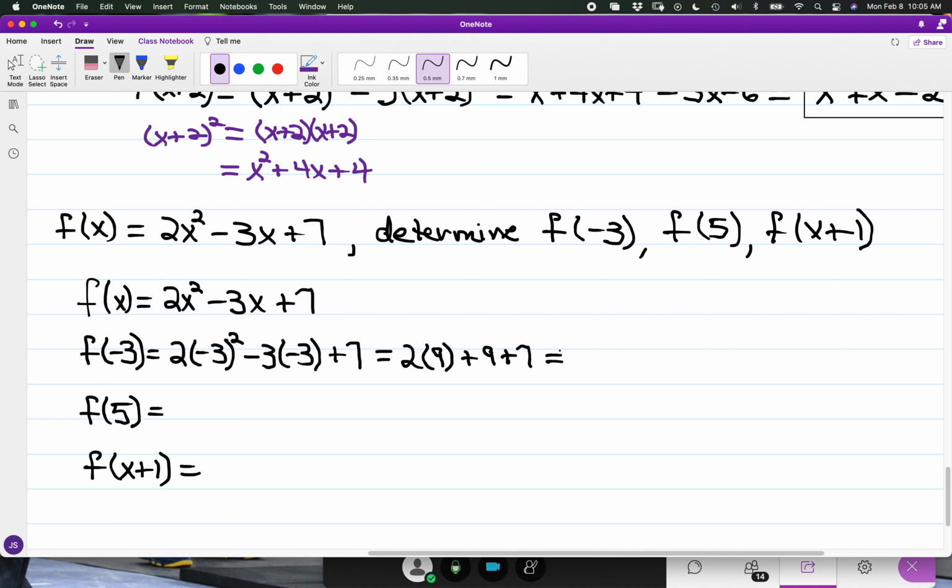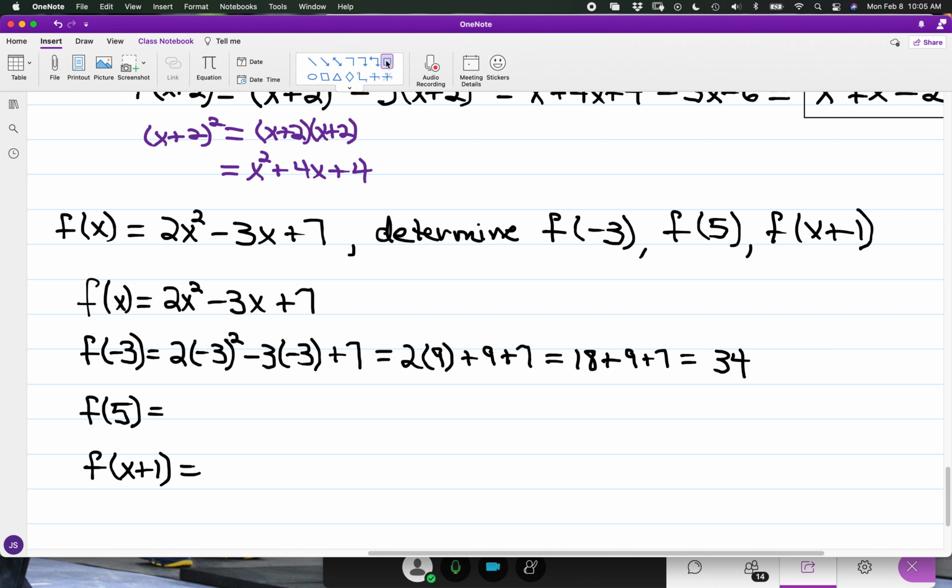And we have 2 times 9 is 18. You can go ahead and add the 9 and the 7 together, but we'll just do it step by step, going from left to right. So you have 18 plus 9 is 27. 27 plus 7 is 34. So whenever x is at negative 3, the corresponding y value, f of negative 3, turns out to be positive 34.